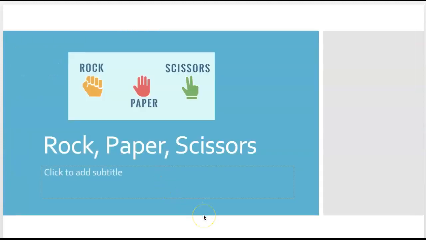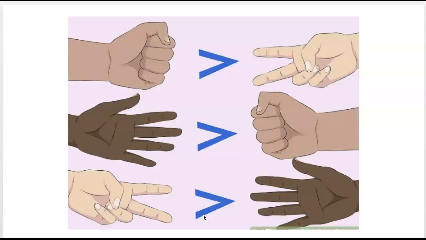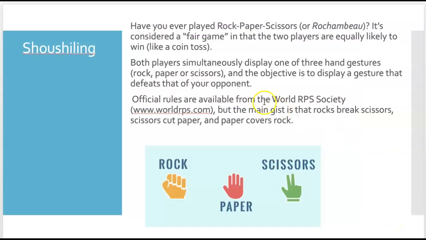But let's look at this example of rock, paper, scissors. You may have played the game before. You go rock, paper, scissors, shoot with one other person. You have 3 selections: rock, paper, and scissors. Rock beats scissors, paper beats rock, and scissors beat paper. This is probably one of the earliest names for rock, paper, scissors. It says, have you ever played rock, paper, scissors, Rochambeau? It's considered a fair game in that the 2 players are equally likely to win, kind of like a coin toss.